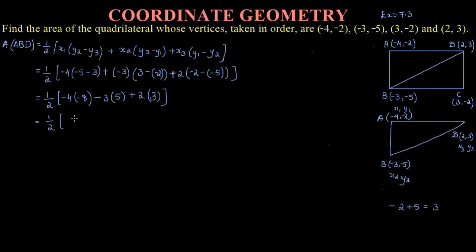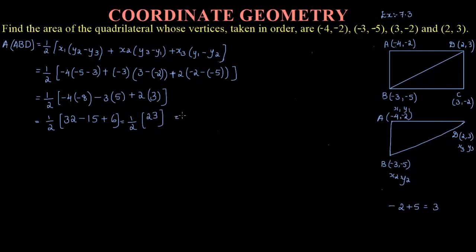Now minus into minus is plus, 8 4s are 32, minus 15 plus 6. So here in the next step, we need to just simplify 32 minus 15. So how much will you be getting here? 17. And 17 plus 6, how much you will be having then? It is nothing but 23.